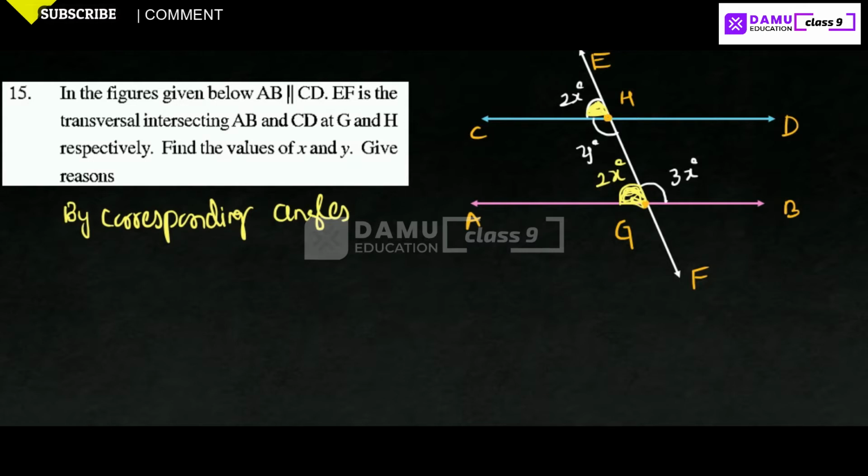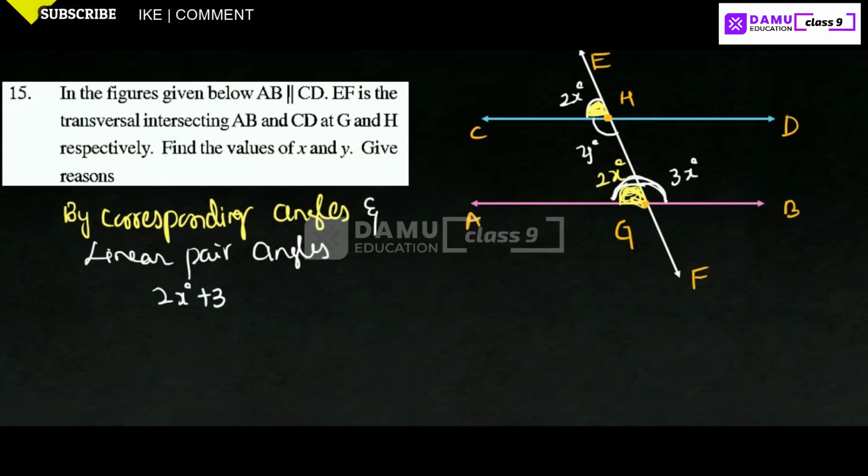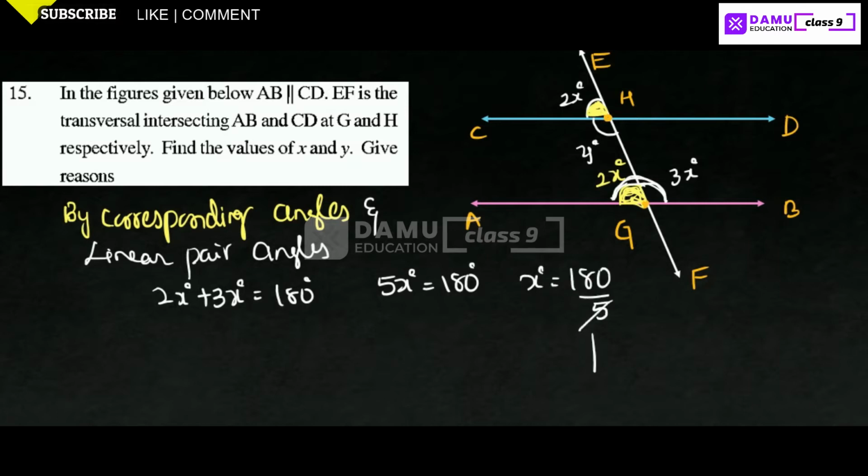And from linear pair, these two angles will sum to 180 degrees, the sum of two adjacent angles. So using corresponding angles and linear pair angles, 2x degrees plus 3x degrees will be equal to 180 degrees. So 5x degrees will be equal to 180 degrees. Then x degrees will be equal to 180 by 5. So 5 ones are 5, 5 threes are 15, then 5 sixes are 30, giving 36. So x will be equal to 36 degrees.